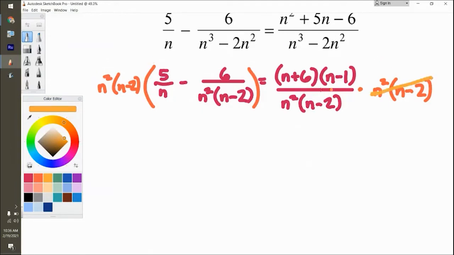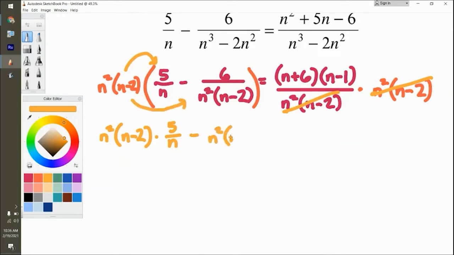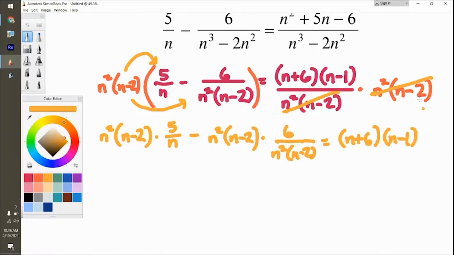Okay. So check this out. On the right side, this and this are going to cancel. So no more fraction on the right. That's awesome. Okay. On the left, we're going to have to distribute. So this times this here. It's going to be n squared times n minus 2 times 5 over n, minus, okay, then we're going to distribute over here. And it's going to be n squared times n minus 2 times 6 over n squared times n minus 2. And that's all equal to n plus 6 over n plus 1, times n plus 1.